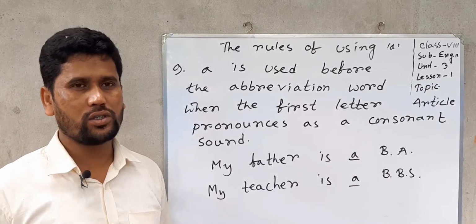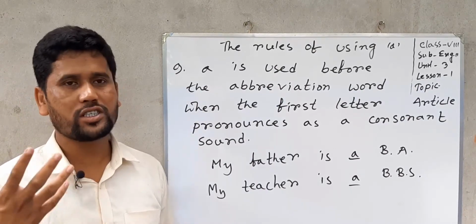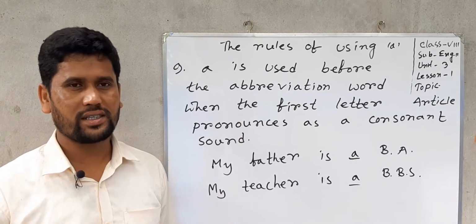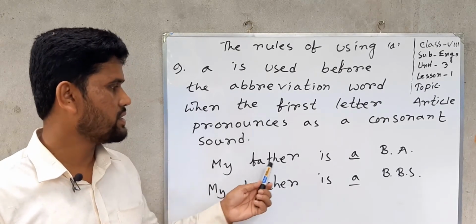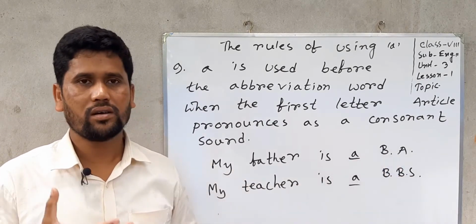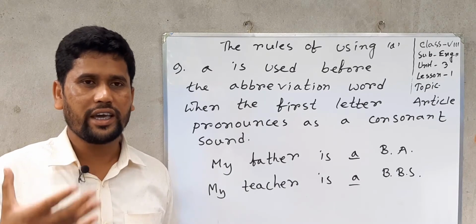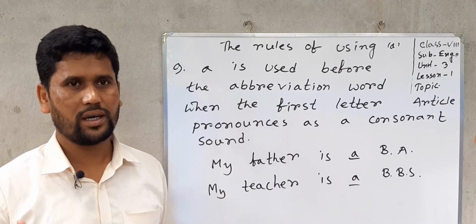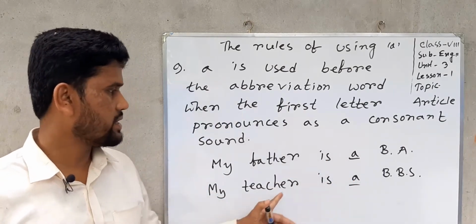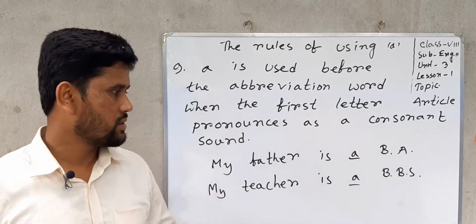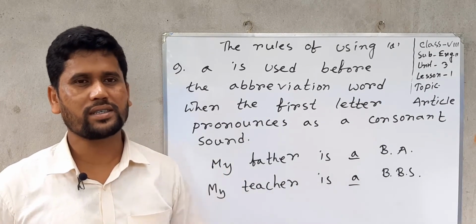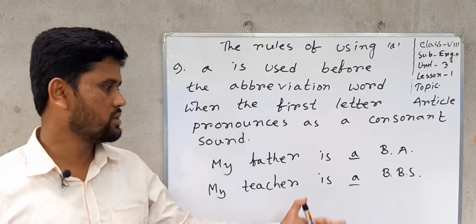A is also used before an abbreviation when the first letter is pronounced with a consonant sound. Here my father is a BA. Here if I pronounce B, I need no help of a vowel sound, and so I use a here. And my teacher is a BBS. So here also, the first letter of the abbreviation is pronounced like a consonant. So I use a here.